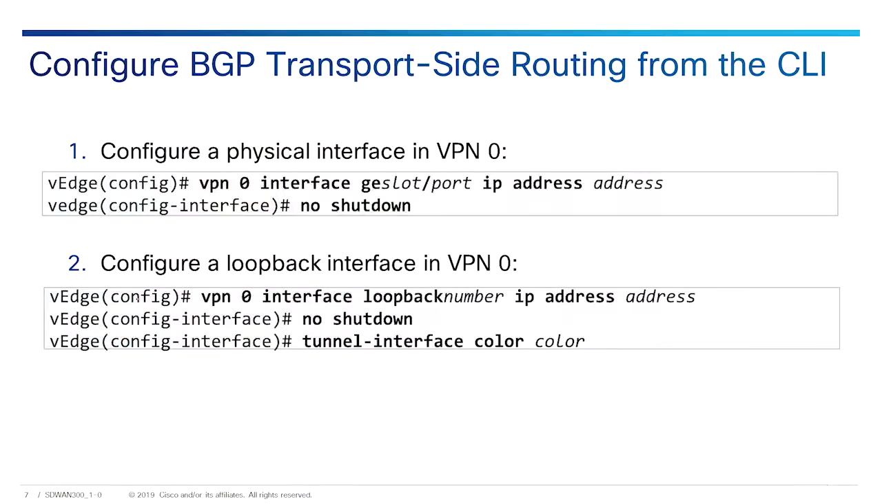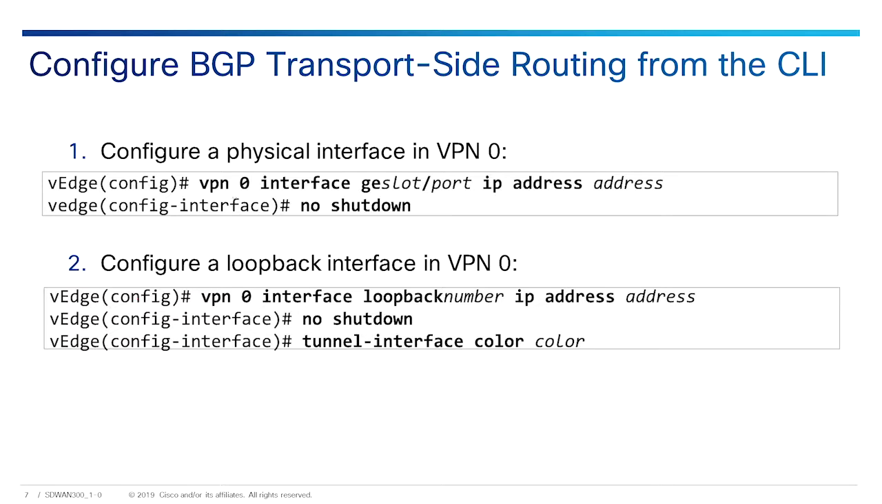This example is a minimal BGP transport-side routing config in which the loopback address is advertised to all the vEdge router's BGP neighbors. Note that even though we didn't configure any services on the tunnel interface, these services are associated with the tunnel by default and are included in the configuration. Because the services affect only physical interfaces, you ignore them on loopback interfaces. Okay? So here we go.